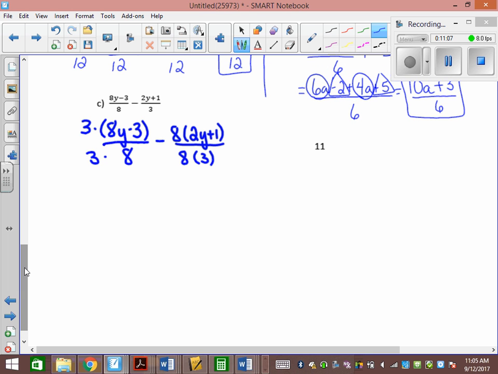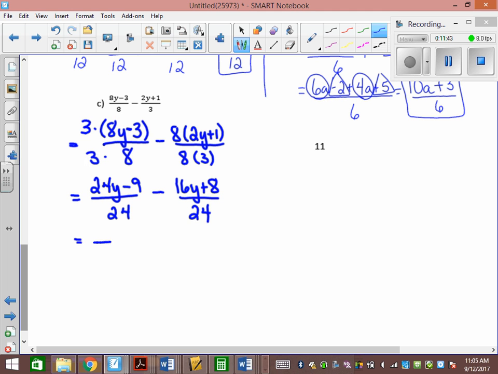So on the top, we're going to end up with 24y minus 9 over 24 minus 16y plus 8 over 24. So if you're someone who forgot to distribute it in, write yourself a little side note with a little star saying, remember to distribute the number into both terms. Now, if you're the next person who forgot to distribute the subtraction sign into both terms, to remember to subtract both terms, leave yourself a star again.